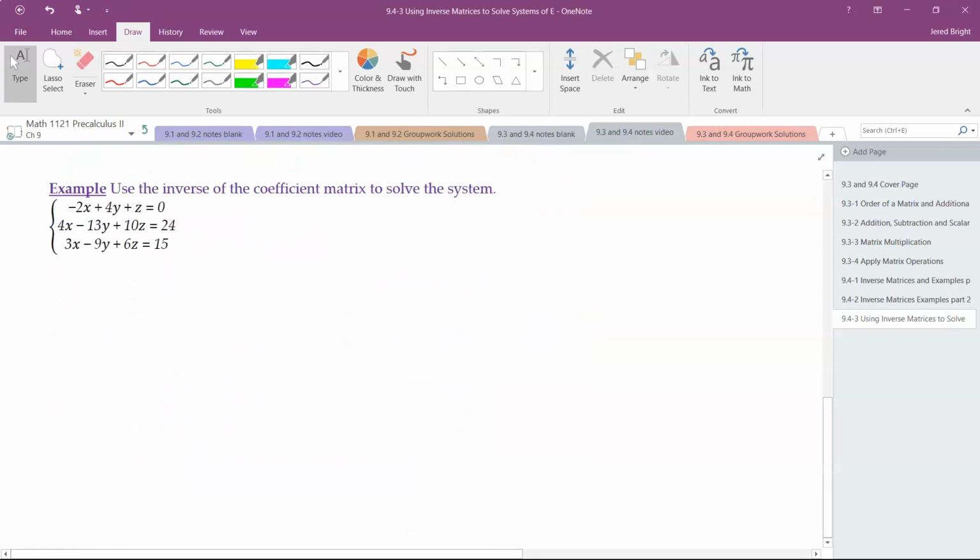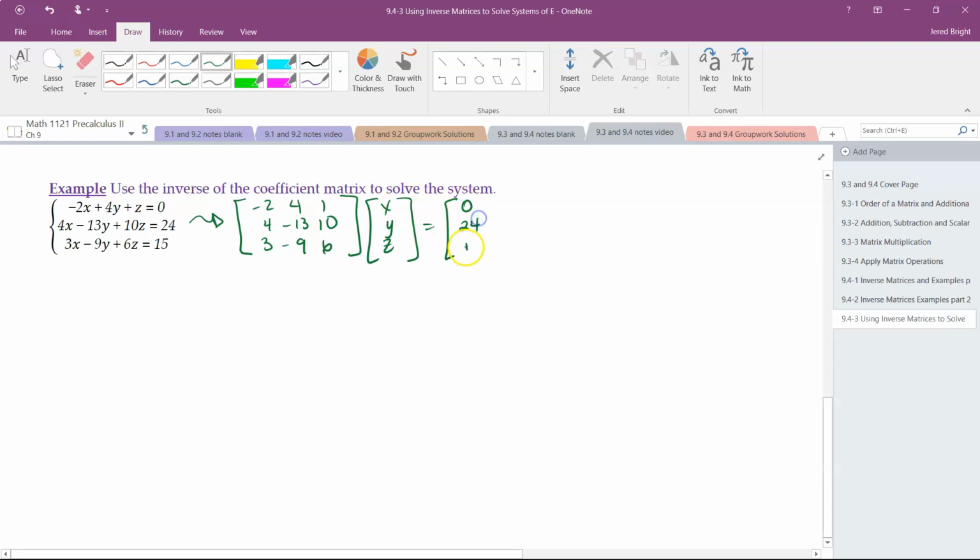Next we want to do our final example, and I want to leave this for you to do. I'm going to write down some bits and pieces, but overall you have to do it. To begin, you'll have to translate this into the matrix equation: minus 2, 4, 1, 4, minus 13, 10, 3, minus 9, 6, times x, y, z, is equal to 0, 24, and 15.